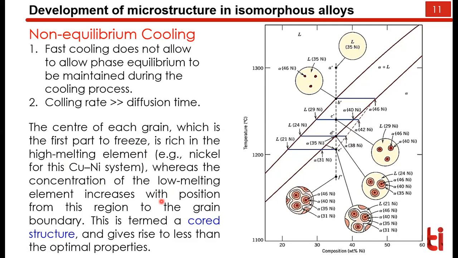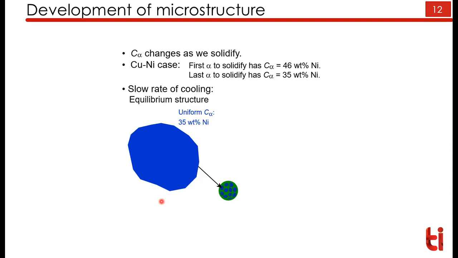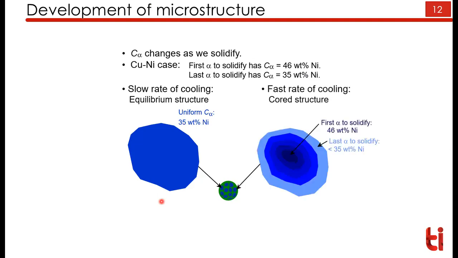This gives rise to less than optimal properties. You will not get the optimal properties. To get optimal properties, you need to anneal. These are just representations of this phase diagram, the micrographs. From this stage, if you do the cooling, you get uniform, homogenized grains. Here are non-homogenized grains, heterogeneity is there.